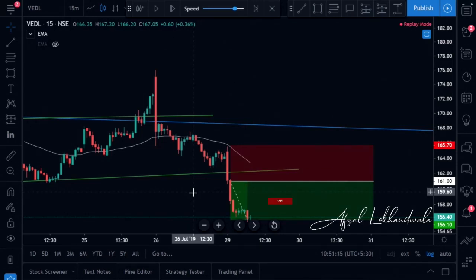So in this video we covered the daily time frame, the trade made using the daily time frame, that is the positional trade. We covered a swing trade using the 75 minutes chart, and we covered an intraday trade using the 15 minutes chart. So this was quite a good example for all different types of traders.